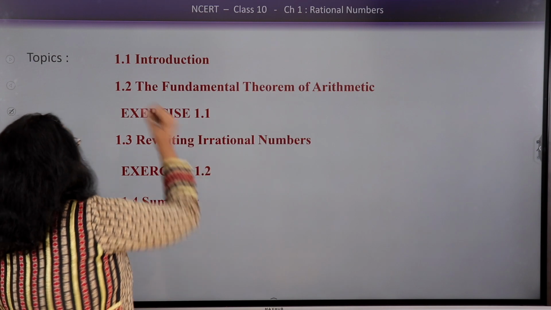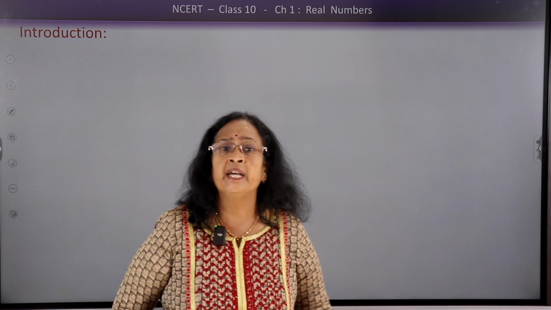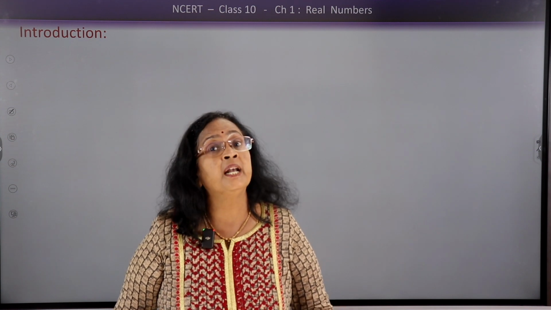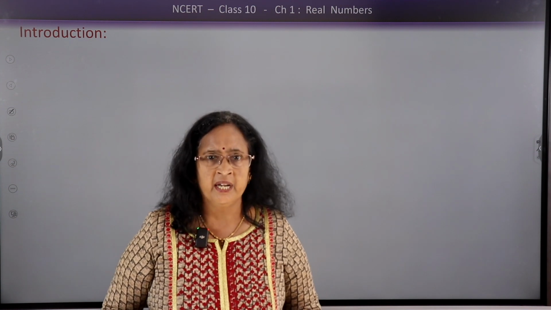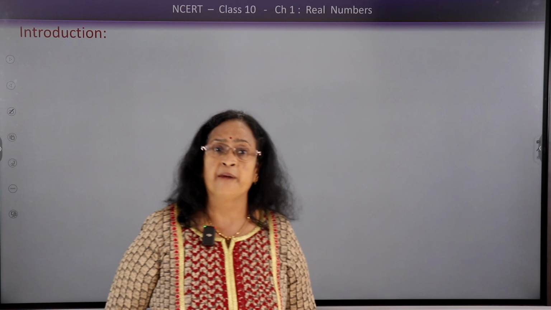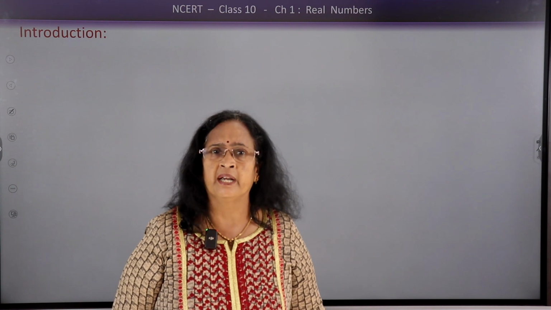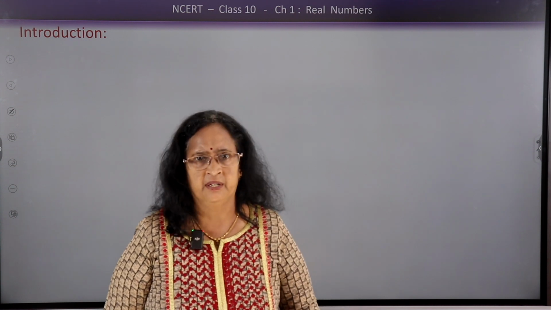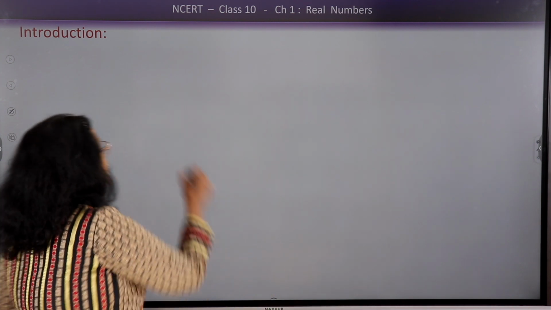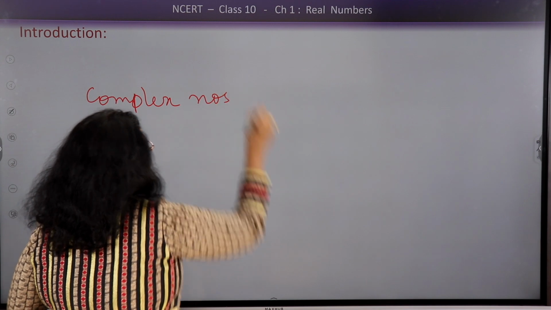Alright, now starts the introduction. What are real numbers? Real numbers are all the numbers present in this real world. We are in the real world, isn't it? So all the numbers present in the real world are real numbers. But for everything there is an exception. Similarly, for real numbers also there is an exception. What is that exception? That exception is complex numbers.